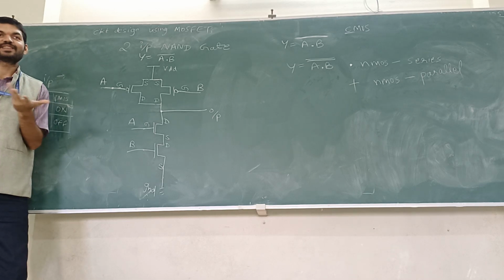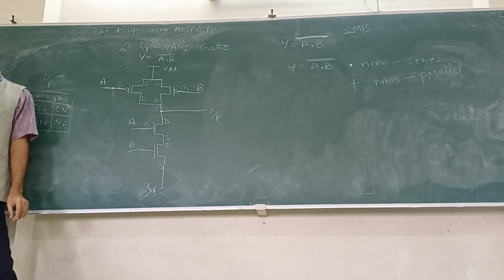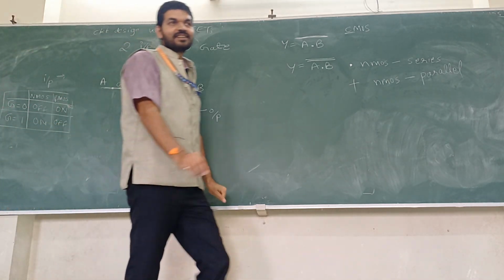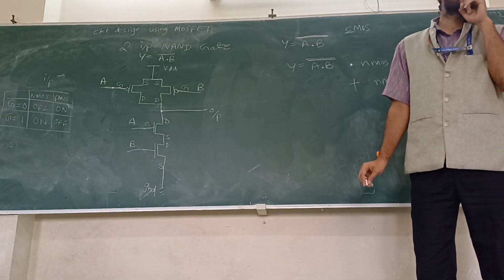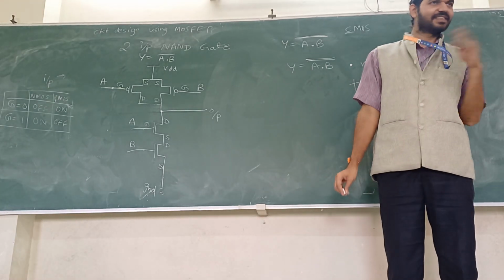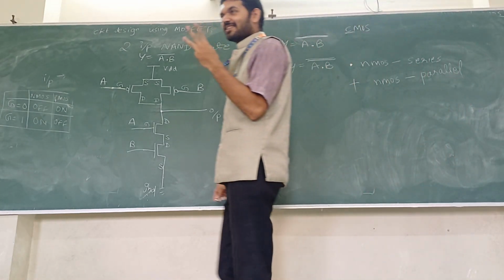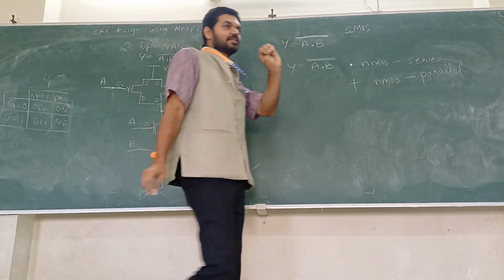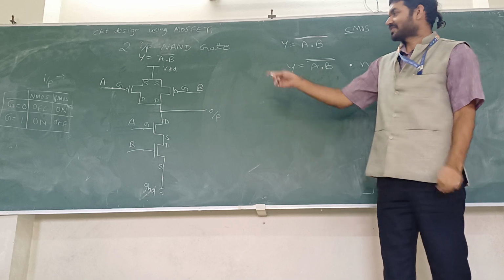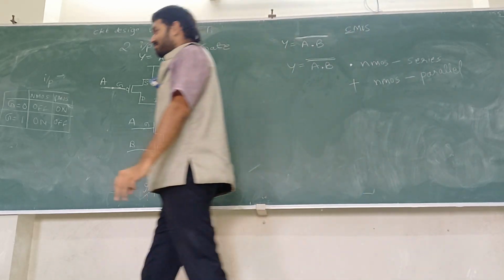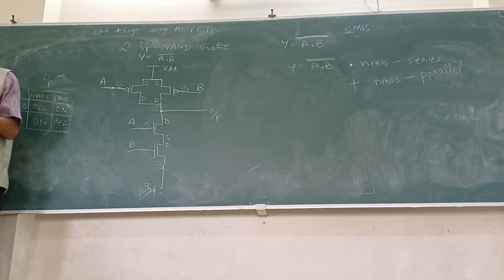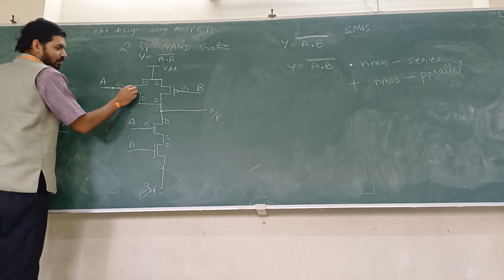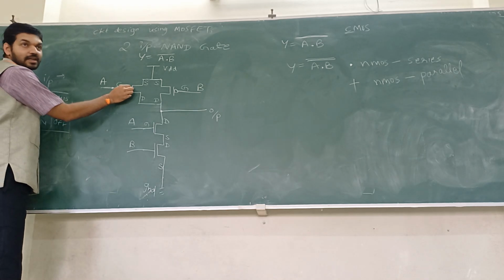How many terminals does a MOSFET have? Four. What is the fourth terminal called? Three names are there. Body, bulk, substrate. They are not showing it. Actually, we need not show it. But if you want to show, you can show. No problem. So the fourth terminal will be here.